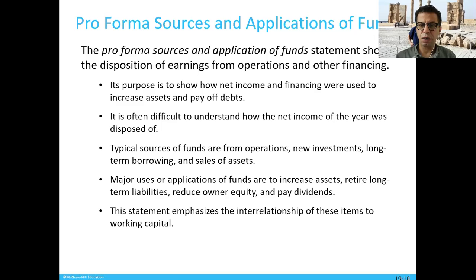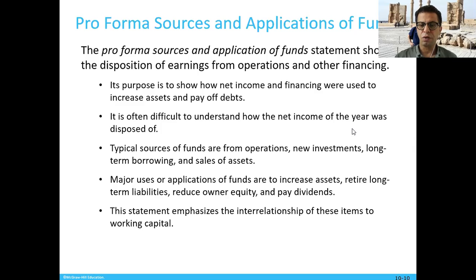The performance sources and application of funds statement shows the disposition of the earnings from the operation and other financing. Its purpose is to show how net income and financing were used, to increase assets and pay off debt. You need to show whether your net income has increased, whether there is financing, whether there is debt, and whether owner's equity has increased.